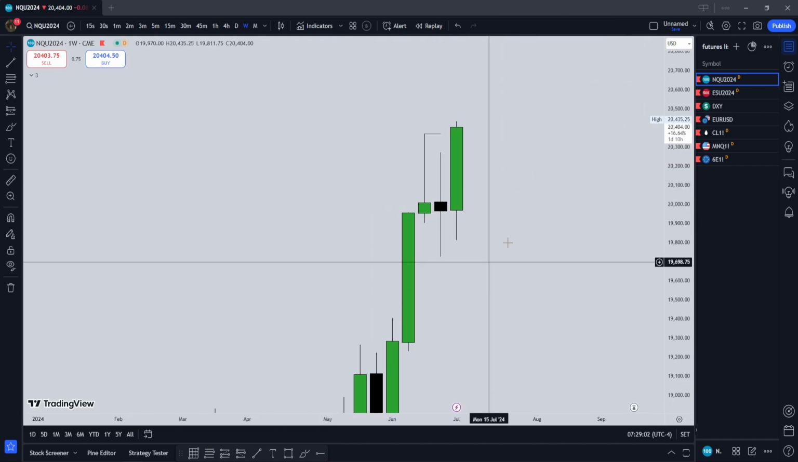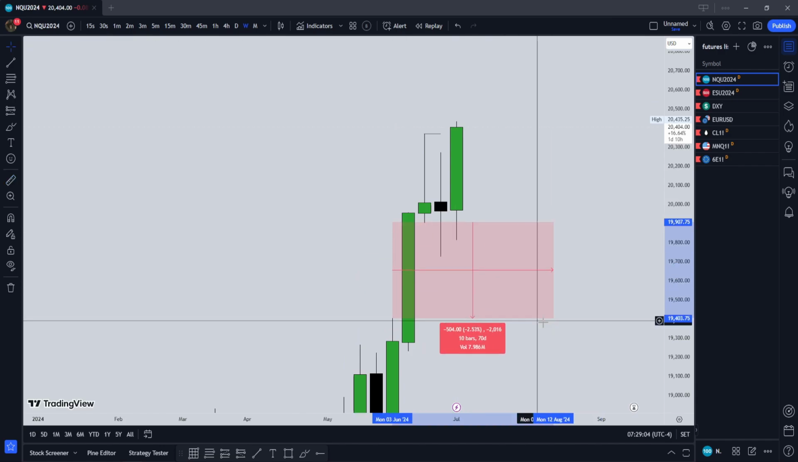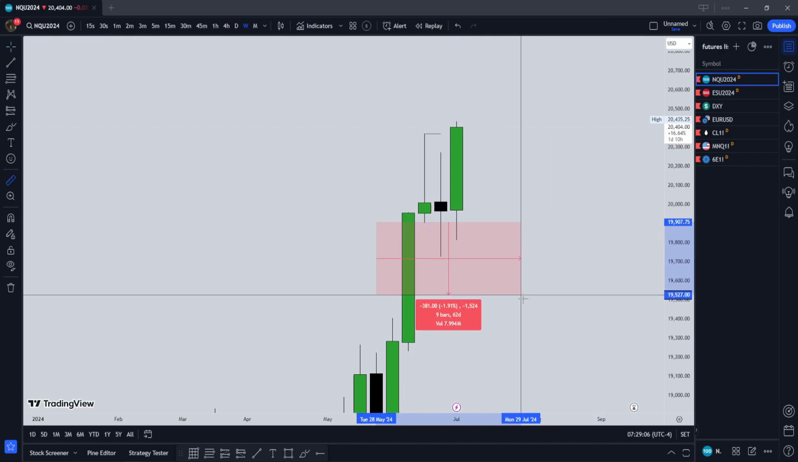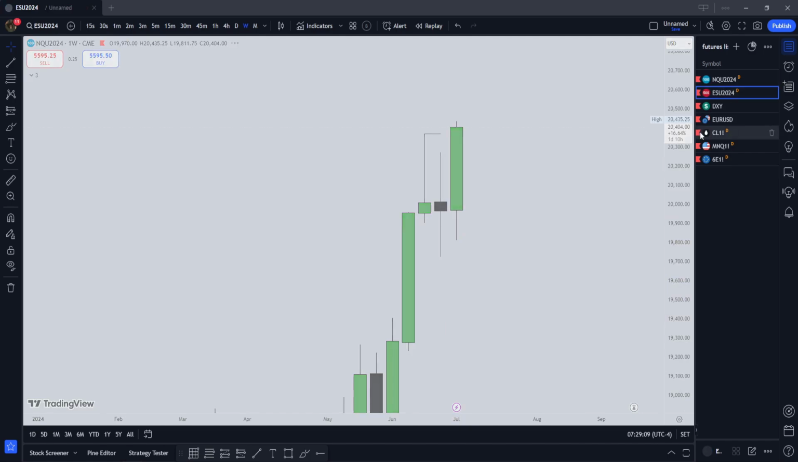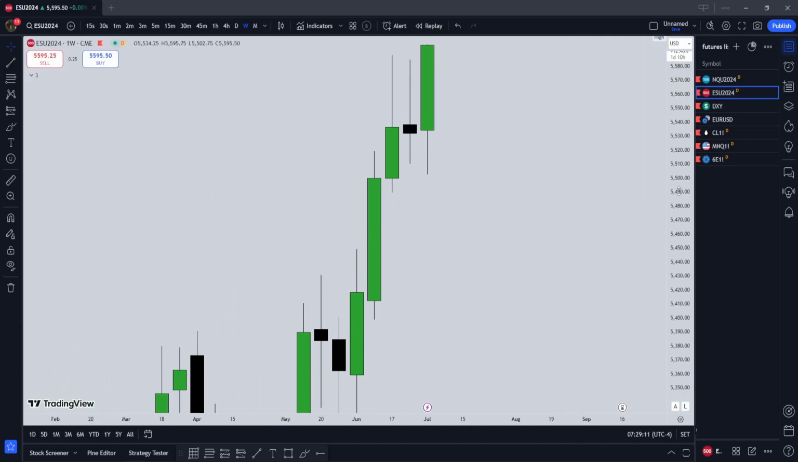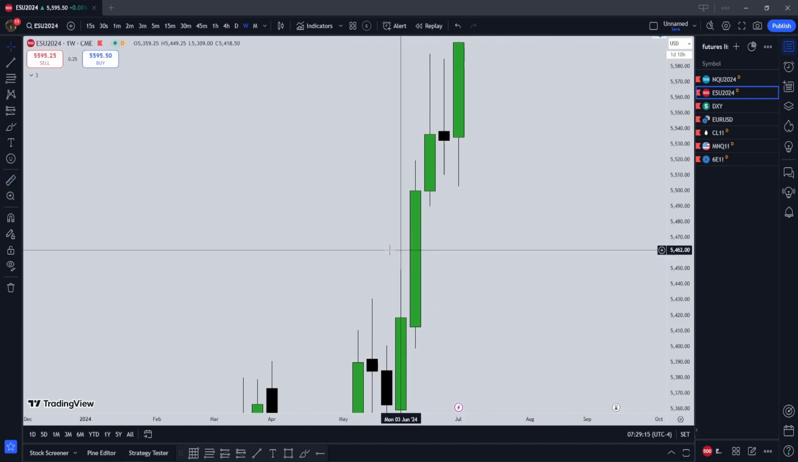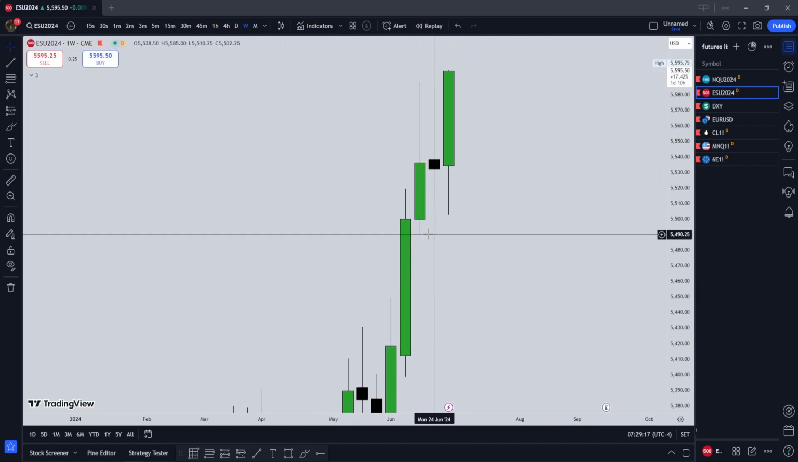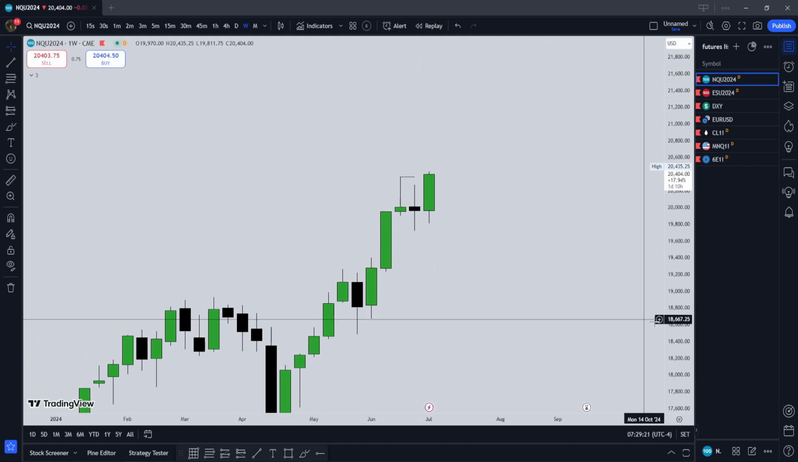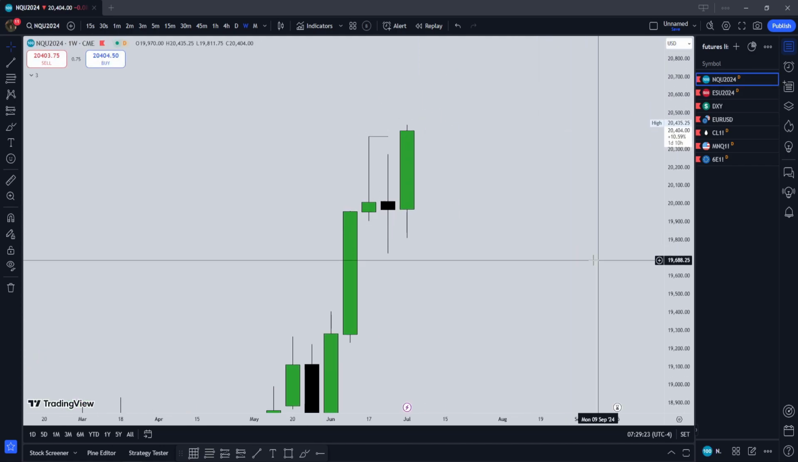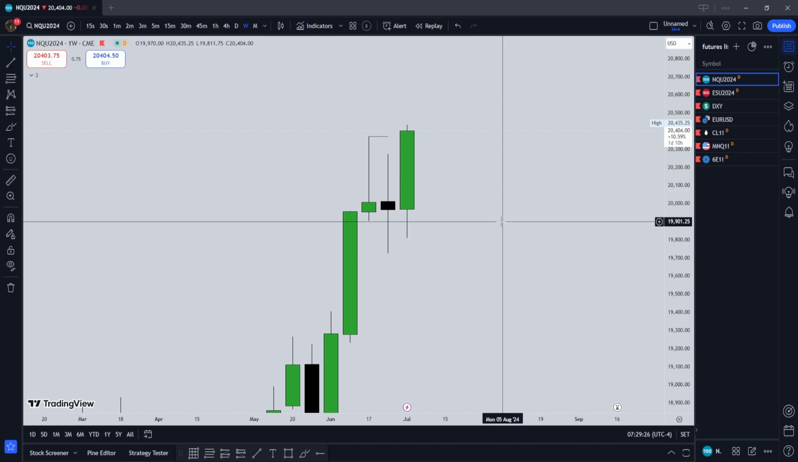As you can see, NQ traded into this fair value, but if I go into the ES chart, ES actually failed to mitigate the fair value here. So what do we have here? We have an SMT divergence between these correlated pairs. We have a cracking correlation now. That's when you know that now it's time for price to move higher.